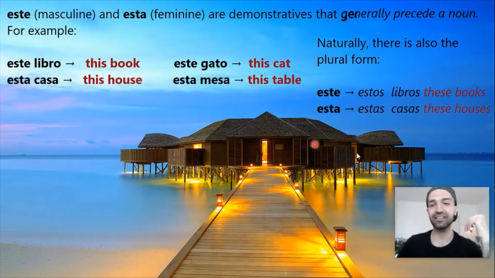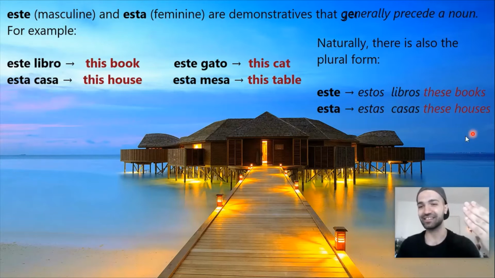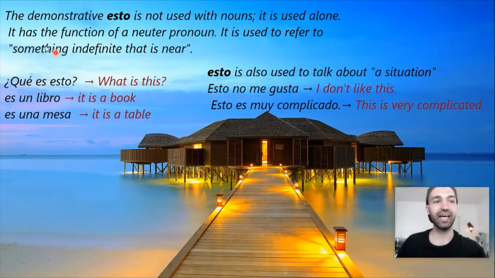Esta casa, estas casas. And now the demonstrative esto. Esto is a neuter pronoun that we can use to refer to something indefinite that is near. For example, to ask what is this, we say ¿Qué es esto? What is this? For example, es un libro, it's a book. Or esto es un libro, it's a book.